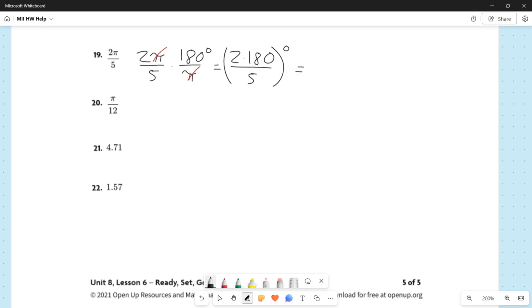So again, you can type this in if you want. If you do this by hand, 2 times 180 is 360, and 1/5 of 360 is 72. But you can also just type that in if you want. And so 2 pi over 5 radians is equivalent to 72 degrees when you're talking about angle measurements.